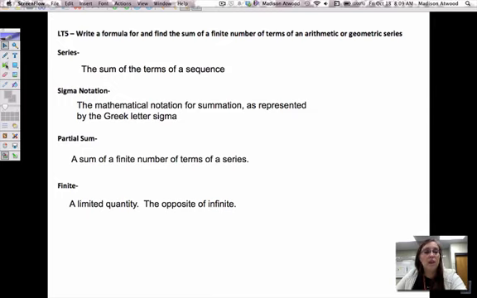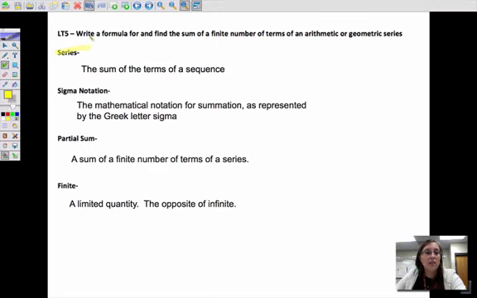All right, so in contrast to sequences, we're going to talk about series. A series is related to sequences, but when I ask you to find the series, we're actually going to find the sum of all the terms of a sequence. A sequence just lists out terms. A series actually finds the sum of those terms.